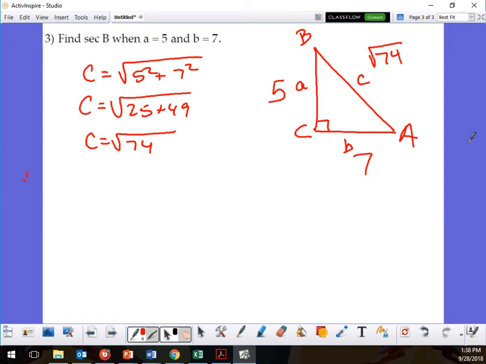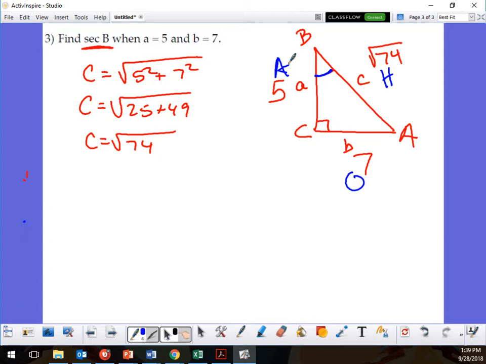Now, what is my reference angle here? B is the reference angle. So B is where I'm actually going to start. From B right here, this side over here is opposite. This side over here is adjacent. There we go. That's what I needed.